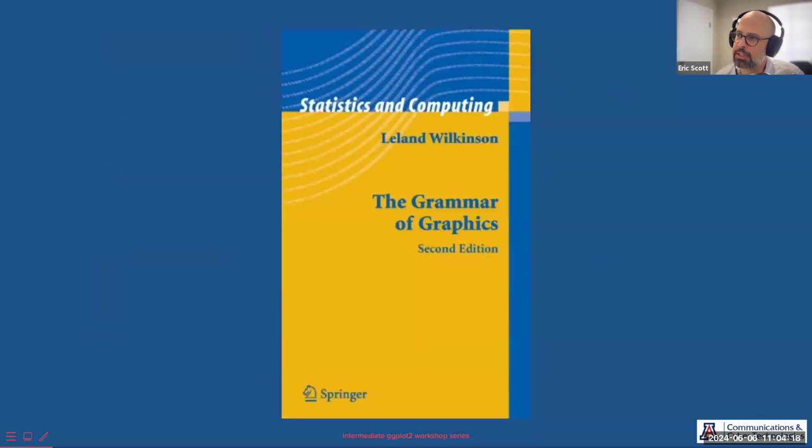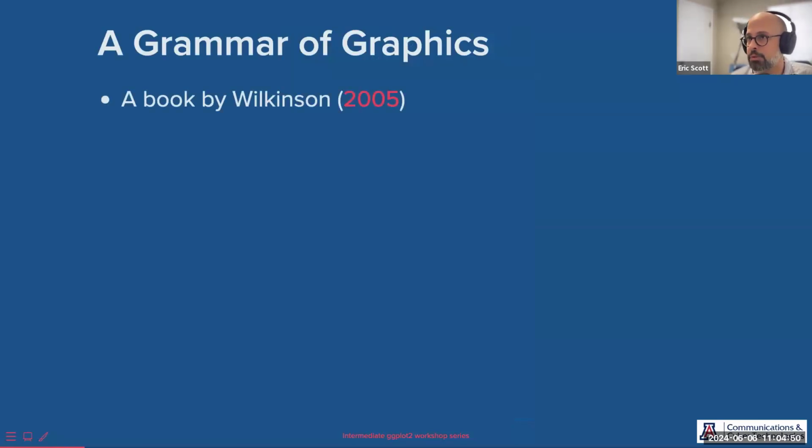So what is the grammar of graphics? Well, it is a book. This is a book by Leland Wilkinson that I think the second edition came out in 2005. And I have not read it. I don't think you need to read it necessarily to understand the grammar of graphics. This is more about how to design computer software, right? So this is statistics and computing here. But these ideas, which I think started being formulated in the 90s, are what inspired the design of ggplot2 and a number of other graphics software.